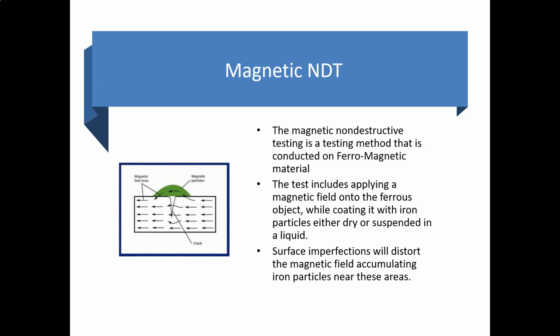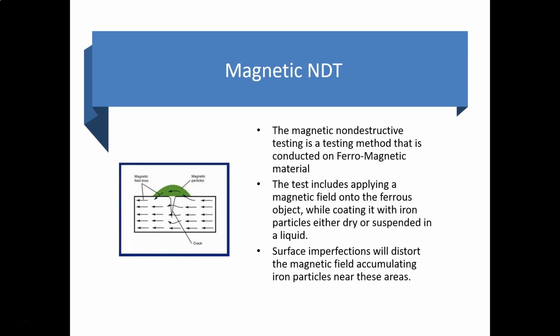The magnetic particles testing uses one or more magnetic fields to locate surface and near surface discontinuities in ferromagnetic materials. So the material that we are testing should be ferromagnetic. If it's not ferromagnetic, this magnetic particle testing will not work.